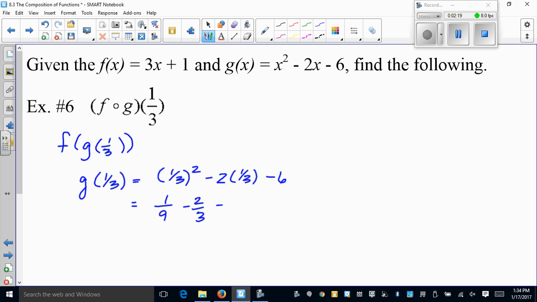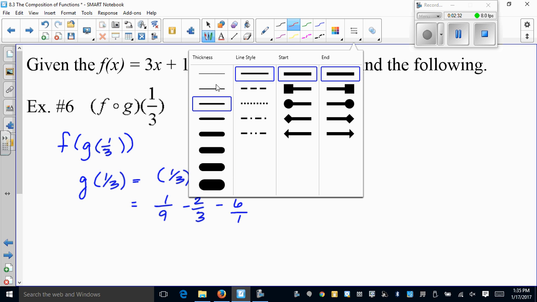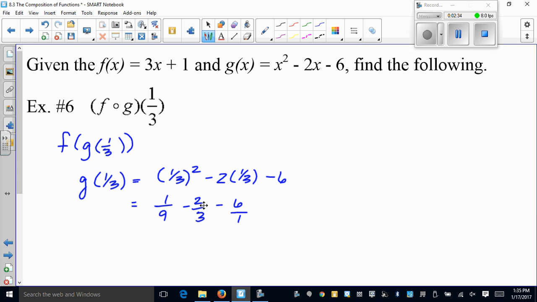We need a common denominator. Since this is 1, 3, and 9, we're going to go with 9. So let me change my pen color so you guys can see what I'm doing here. I'm going to multiply top and bottom here by 3. That'll give me 9. And top and bottom here by 9. So I now have 1 minus 6, 2 times 3, minus 54, all over 9. If we do our math, 1 minus 6 is -5. -5 minus 54 will give me -59 over 9.